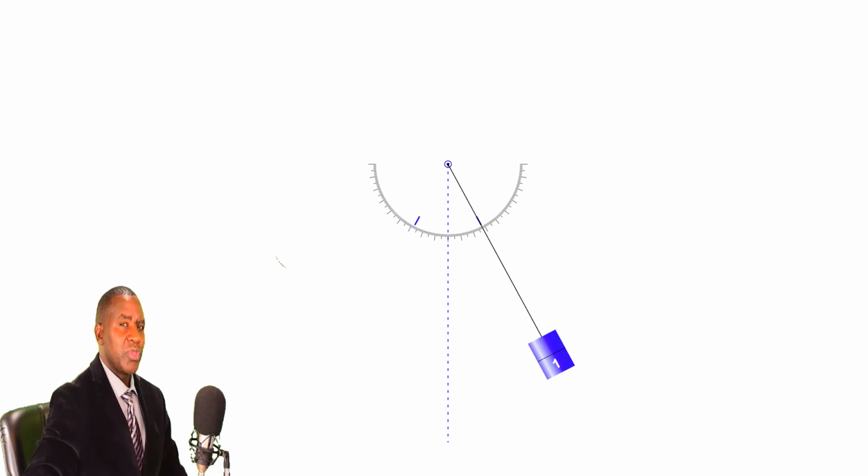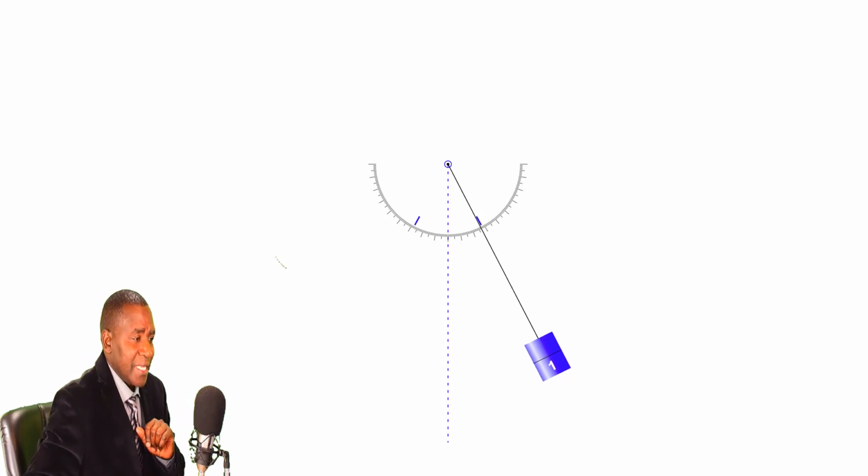In order to do that, let's try to see what is meant by a complete oscillation. So I'm going to have this pendulum as it swings, and of course I'm going to slow down the motion because I don't want it to move so fast, so that you can see what it traces. So let me start the mass.